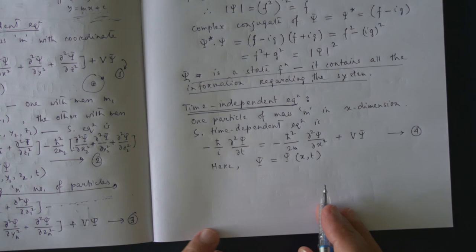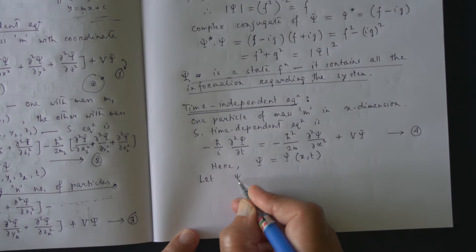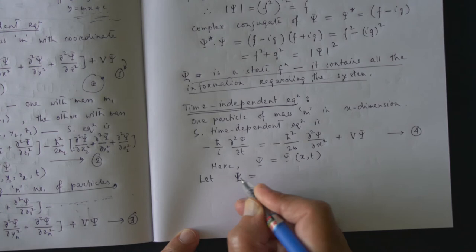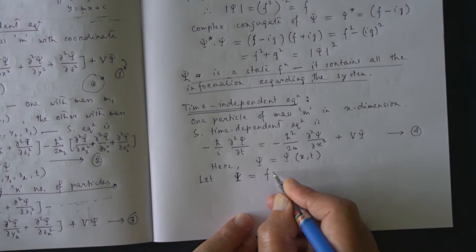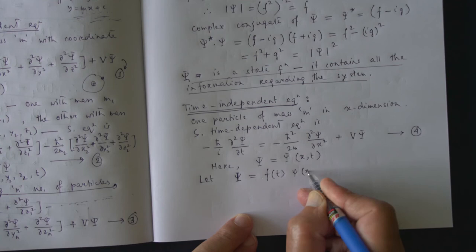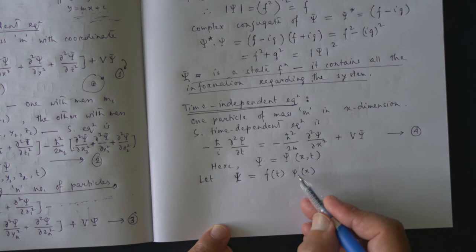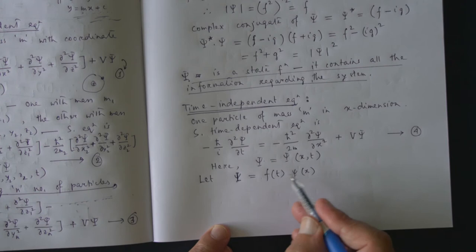Now let us imagine that this psi is a product of two functions, f(t) and psi(x). Now this is capital psi, and this is a small psi. You see, you have to maintain this difference, otherwise everything will be wrong.